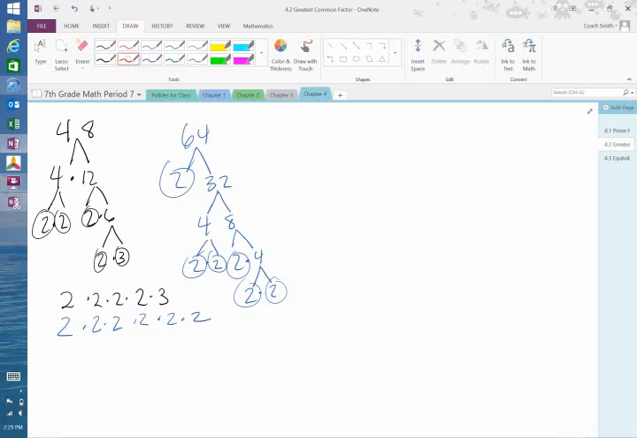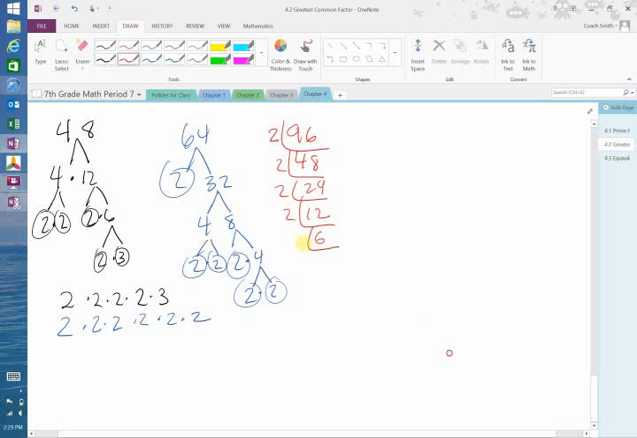The last one, 96, inverted division: 2, 48, 2, 24, 2, 12, 2, 6, 2, and 3. So that would be 2 times 2 times 2 times 2 times 2 times 3.